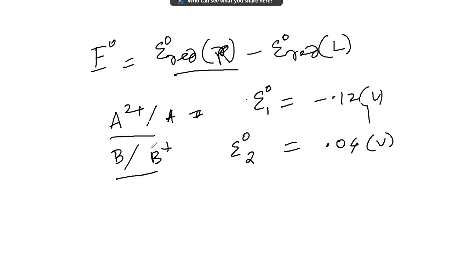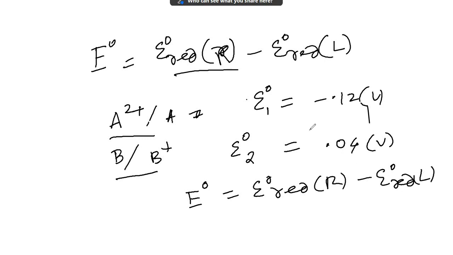Now, when I find out the standard EMF, it is an intrinsic property, irrespective of the number of electrons taking part during oxidation and reduction. In order to find the standard EMF, what should I do? I will follow the convention: E naught is equal to E naught reduction at right minus E naught reduction at left.